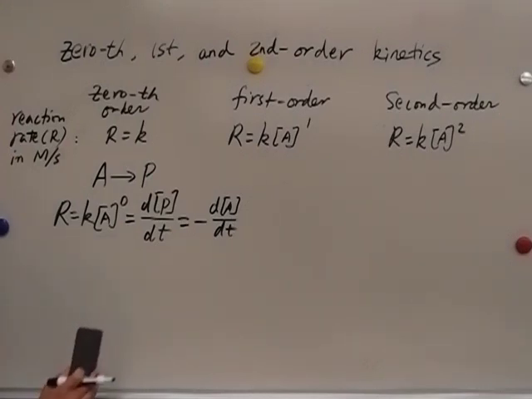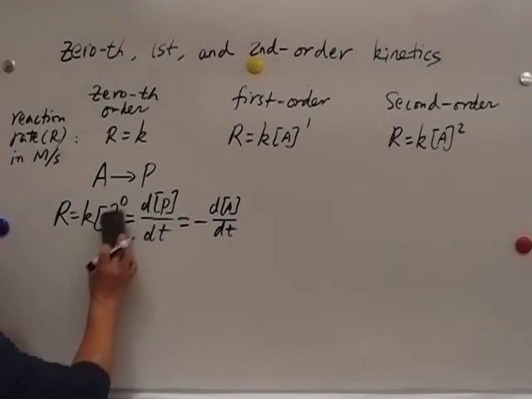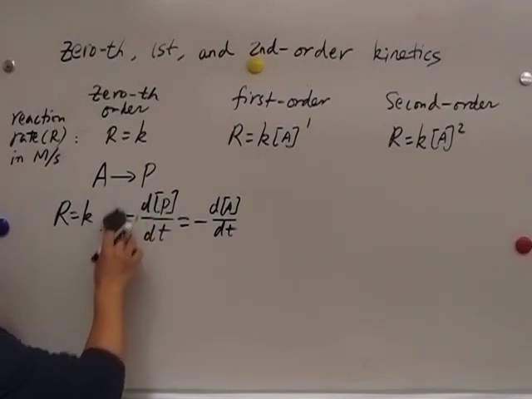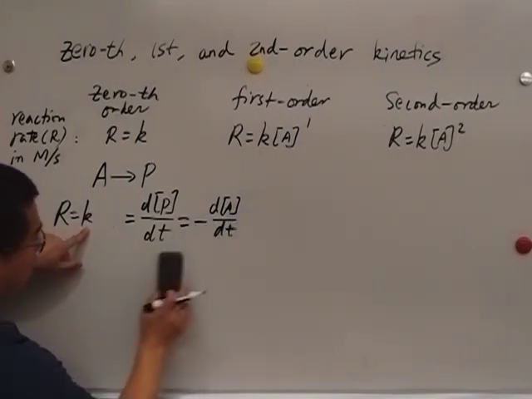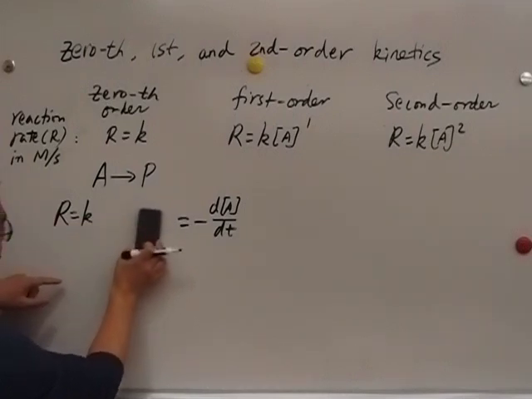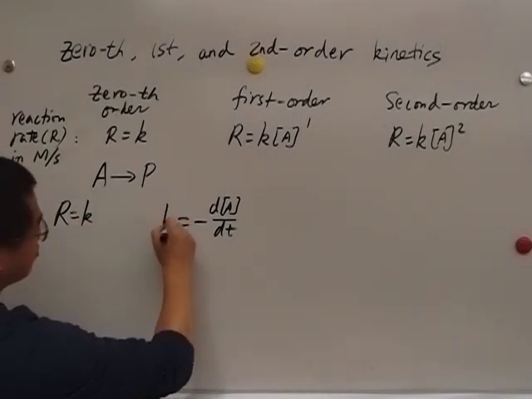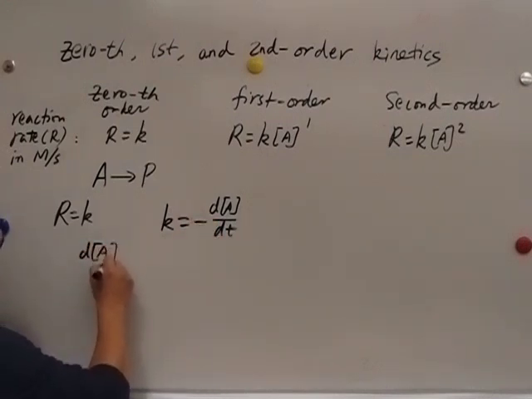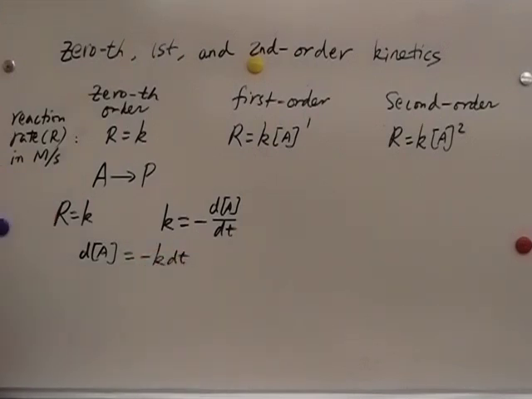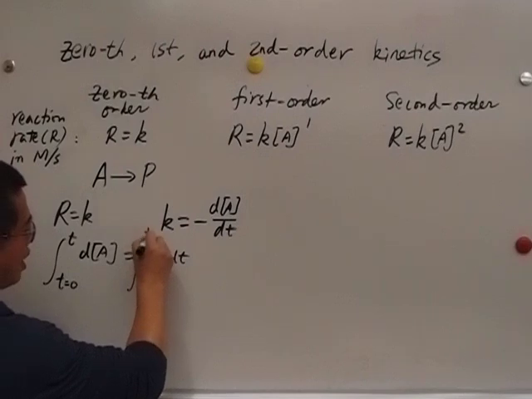So what we will do is I will erase this A to the power of 0. This is simply 1. And I will use K equals negative dA over dt to solve this equation. So we go from here. dA equals negative K dt. And now we can integrate both sides from time 0 to just any arbitrary time t. Again, from time 0 to time t.